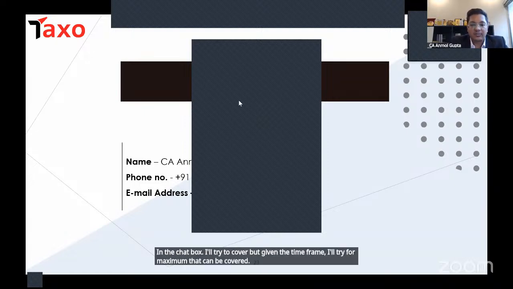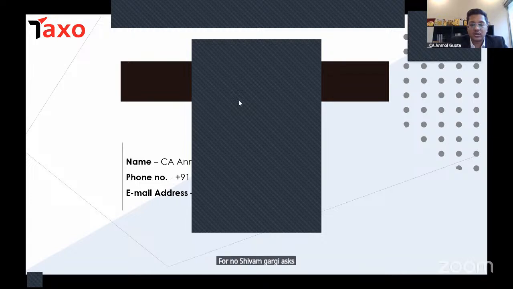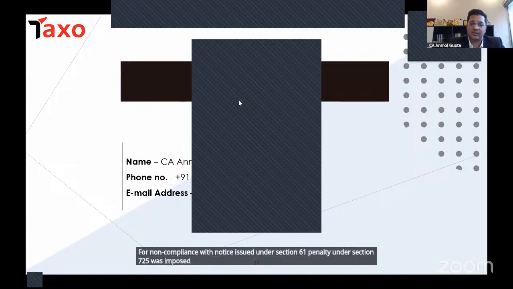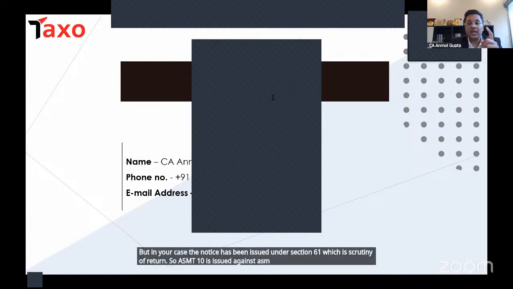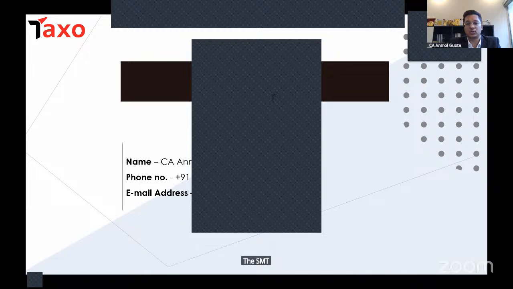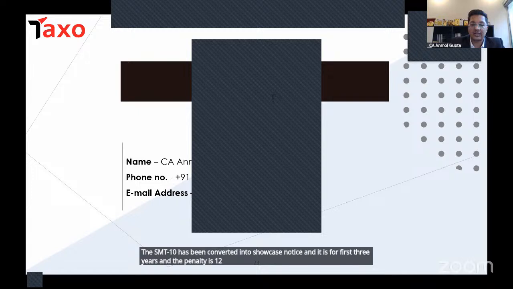Shivam Garg ji asked, for non-compliance with a notice issued under Section 61, a penalty under Section 125 was imposed. Whether it is covered? Yes, sir, it is covered. As per the circular, it has been clarified that penalties under 122, 125, every section's penalty has been covered. But in your case, the notice has been issued under Section 61, which is scrutiny of return. So ASMT-10 is issued. Against ASMT-10, you cannot go. If the ASMT-10 has been converted into a show cause notice and it is for the first 3 years and the penalty is under 125, you can go. You can very well get the waiver of penalty under Section 125.